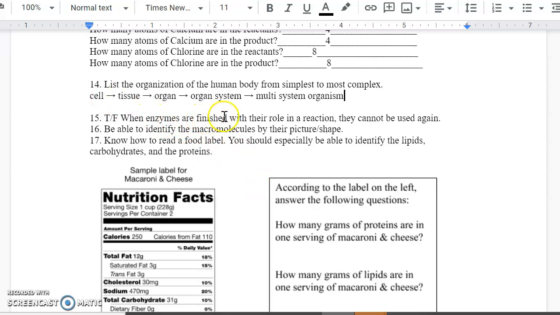True or false? When enzymes are finished with their role in a reaction, they cannot be used again. Well, that is false. You can use the enzyme over and over again. It does not change. It is not used up.